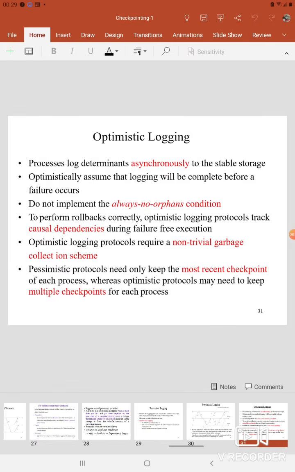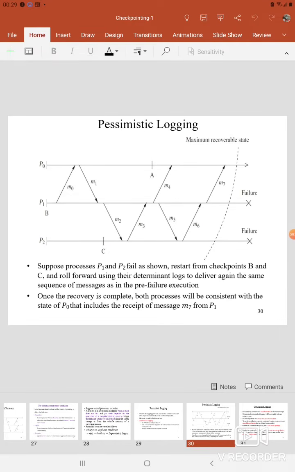So this is an example for pessimistic logging. So that is synchronous logging. What is synchronous logging? Whenever one process takes the checkpoint, it coordinates with other processes and makes the other processes also take the checkpoints. Okay, that is pessimistic logging. So if the processes P1, P2 fail after some point, then you have to find the recoverable state from the log storage, and you have to resend all the messages.